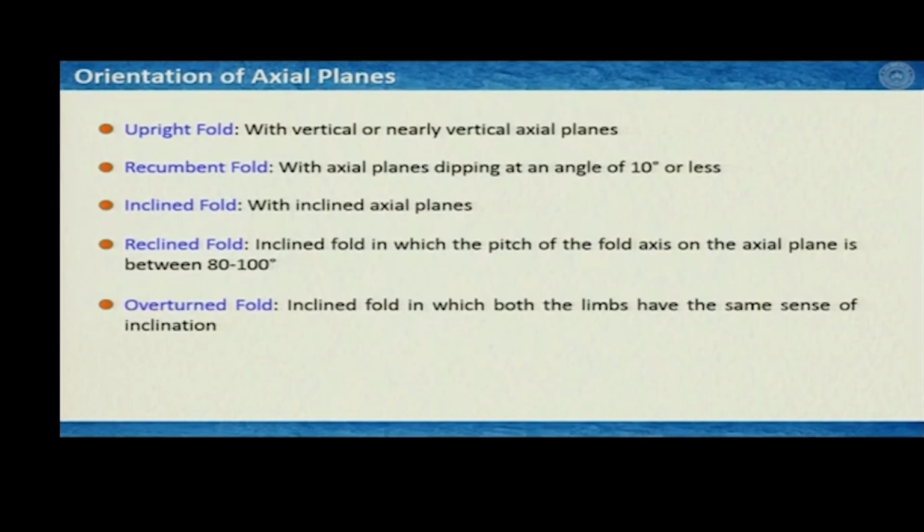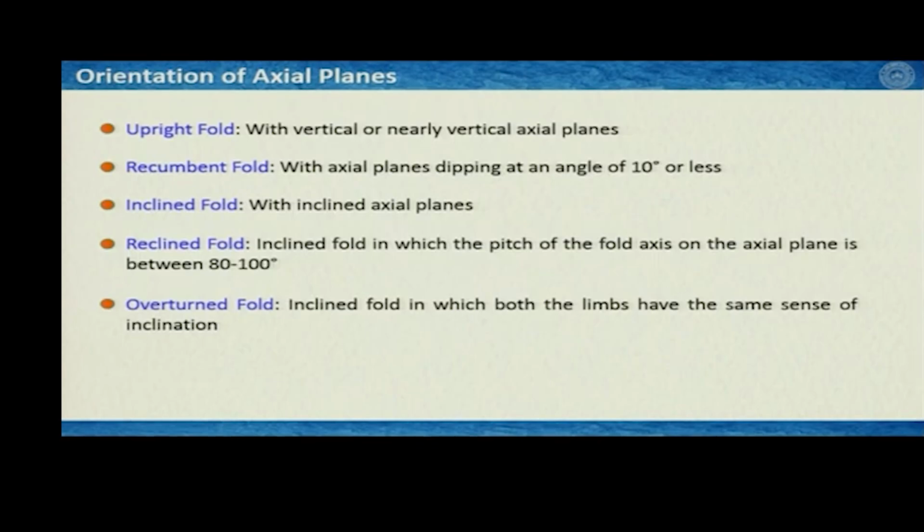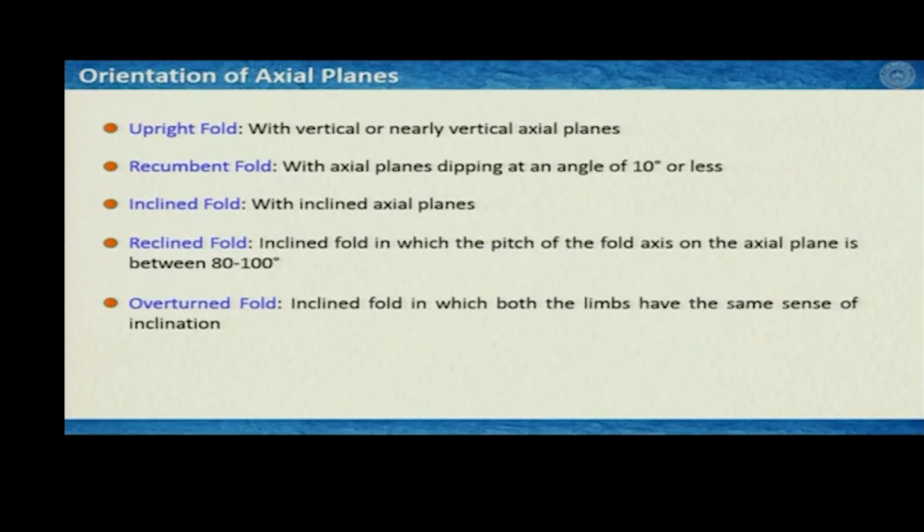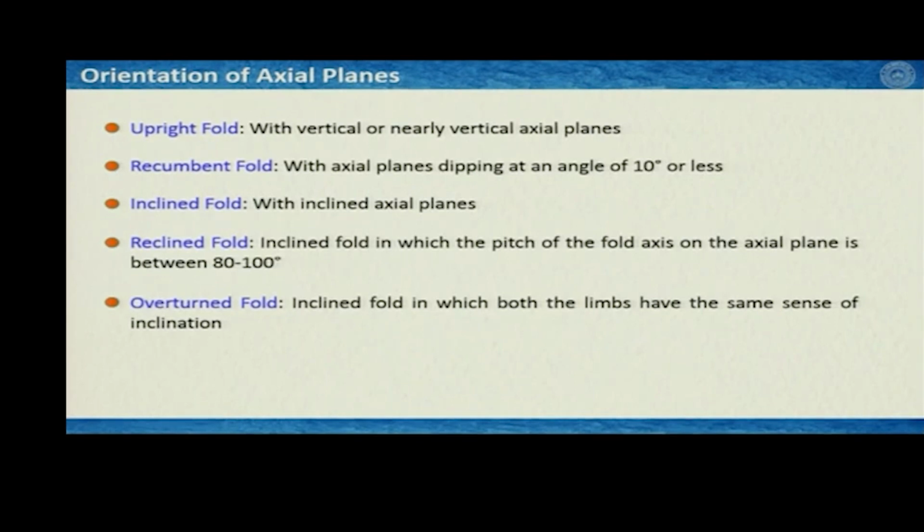The reclined fold is a very special type of inclined fold in which the pitch of the fold axis on the axial plane is vertical or orthogonal, about 80 to 100 degrees. An overturned fold is also a kind of inclined fold in which both of the limbs have the same sense of inclination. So based on the orientation of axial planes, we classify folds as upright folds, recumbent folds, inclined folds, reclined folds and overturned folds. The definitions are given here, and now we will see them in the form of illustrations.